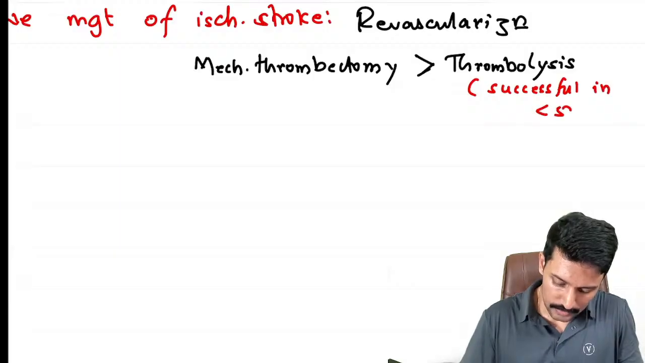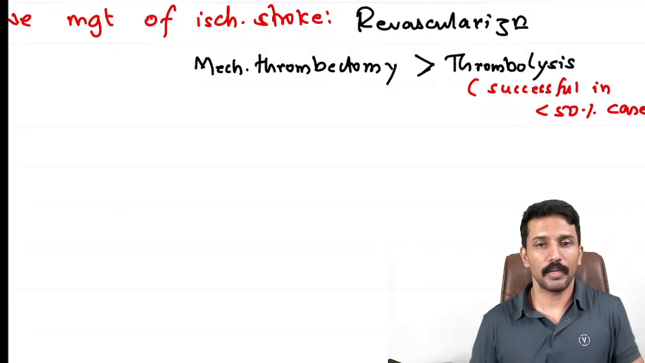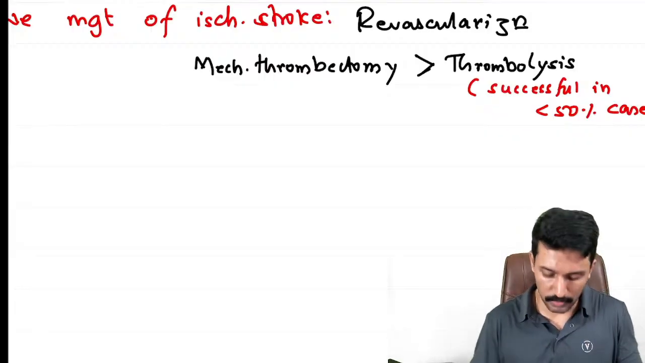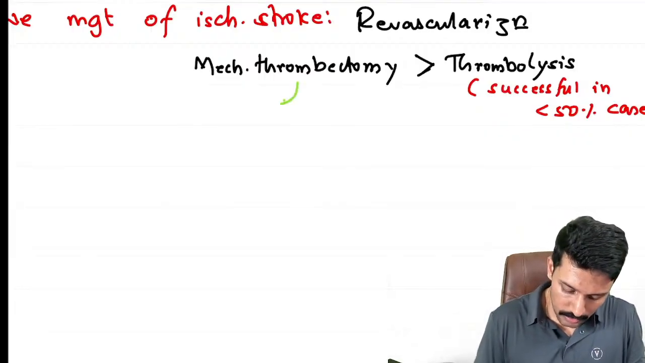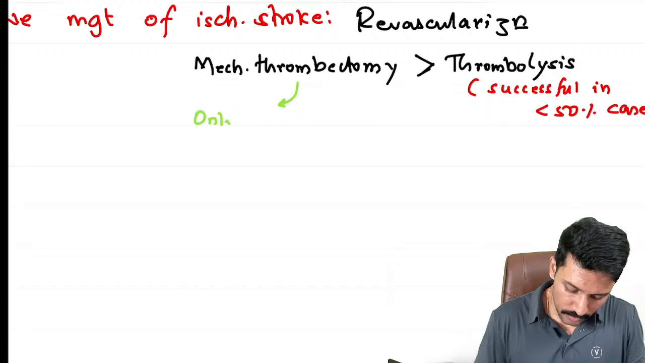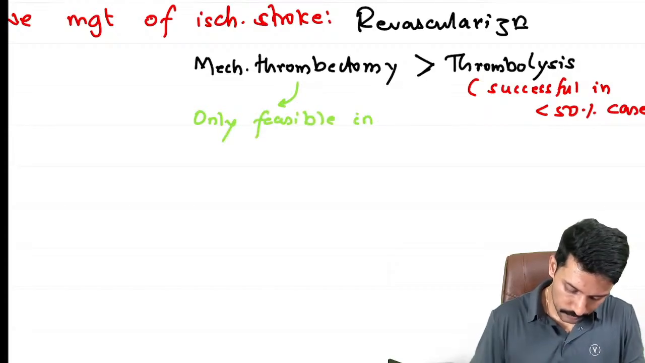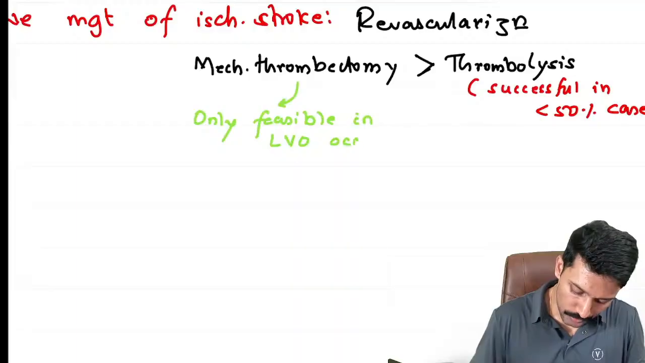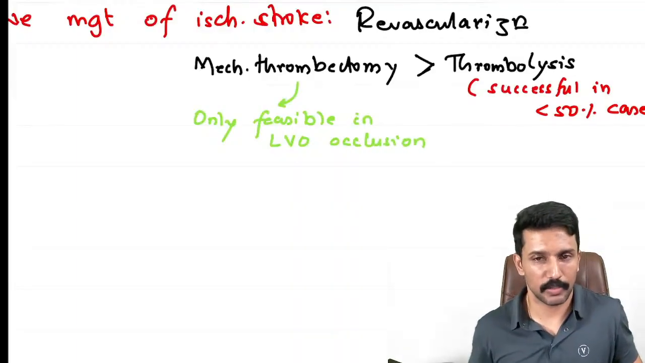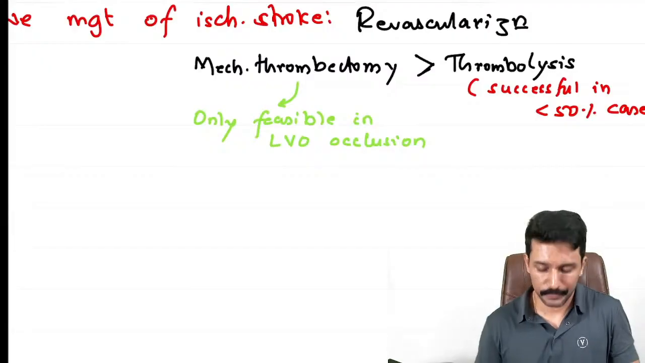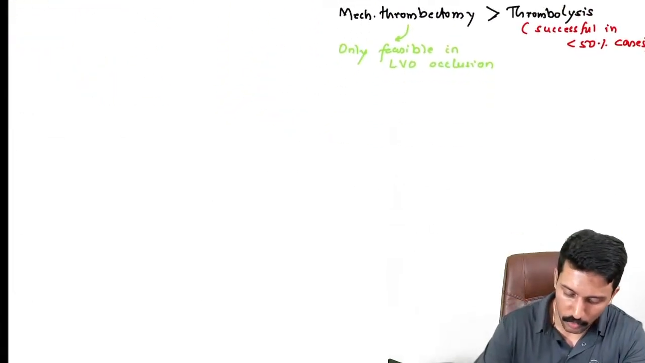In less than 50% cases. But unfortunately, mechanical thrombectomy is not possible in all ischemic strokes, right? It is only feasible in large vessel occlusions. So when a large blood vessel is blocked, then we can do mechanical thrombectomy. Small vessels, we cannot do it. So that's why the protocol becomes a little complicated.